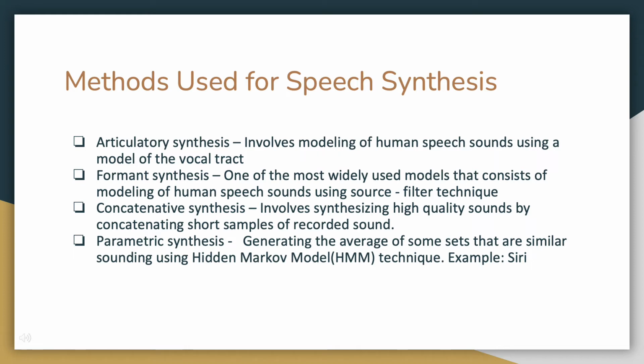The fourth method, and the most widely used method, is parametric synthesis. Statistical parametric synthesis can be described as generating the average of some sets of similarly sounding speech segments.